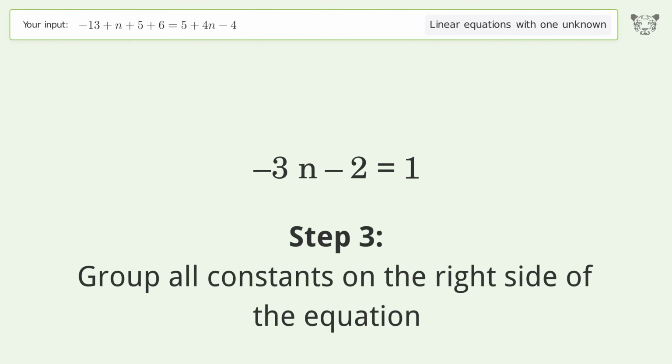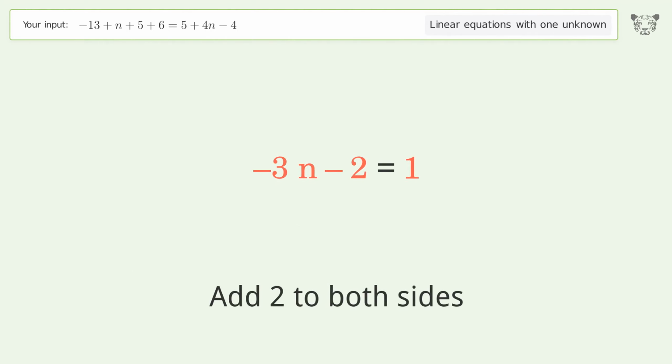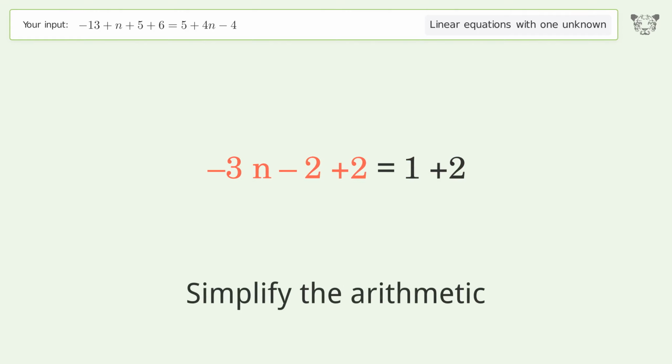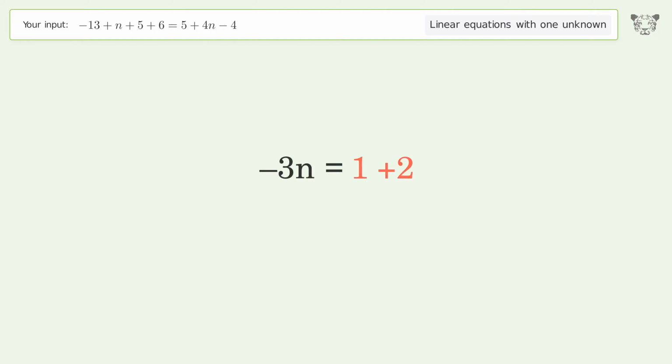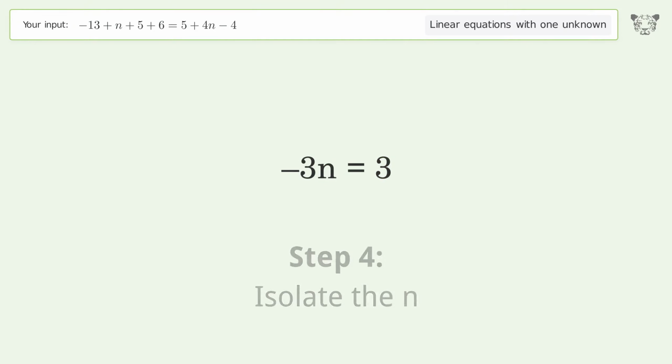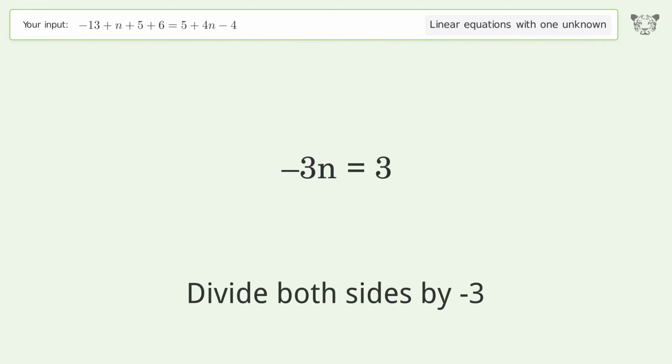Group all constants on the right side of the equation. Add 2 to both sides. Simplify the arithmetic. Isolate the n. Divide both sides by -3.